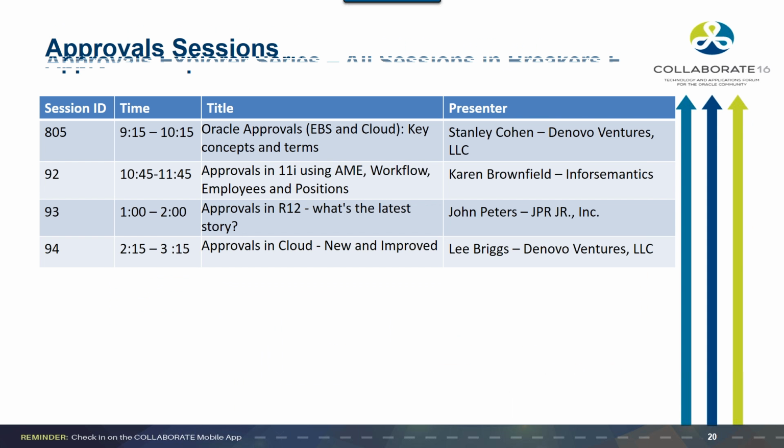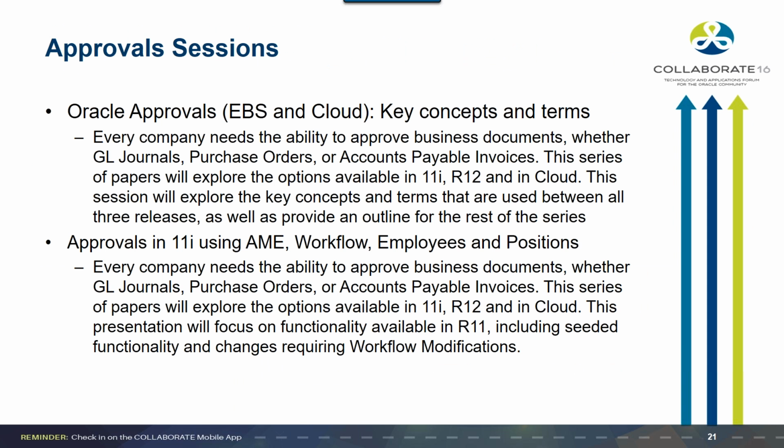So we have 4 presentations we were given on Wednesday, April 13th. Again, all sessions are in Breakers F. And we'll have a deep dive into each of these topics. First one is Oracle Approvals, EBS and Cloud, Key Concepts and Terms. So starting in 11i and going through 12, there are certain components, whether it's Workflow, Approvals Management Engine, or Business Process Monitor, which have key components and key concepts. Stan Cohen of DeNovo is going to give a deep dive into that.